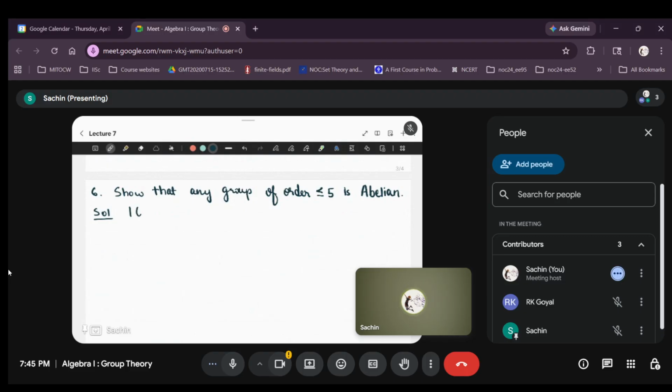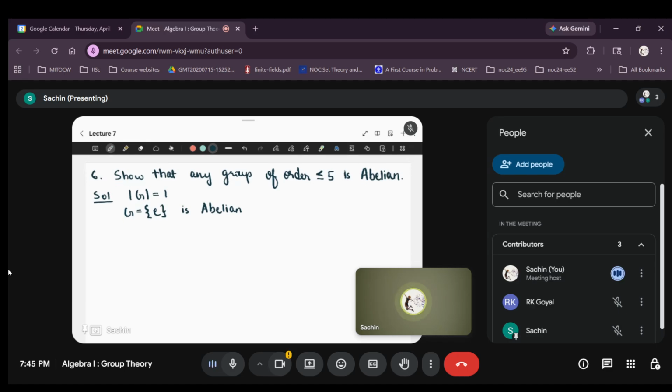First, we will check the case where the order of the group is 1. Then what is the group? Is this abelian? Yes, this is abelian because there's just one element. The abelian condition says for all a, b in the group, AB must be equal to BA, but both A and B are E here. And we know that EE is simply E. So this is just trivially abelian.